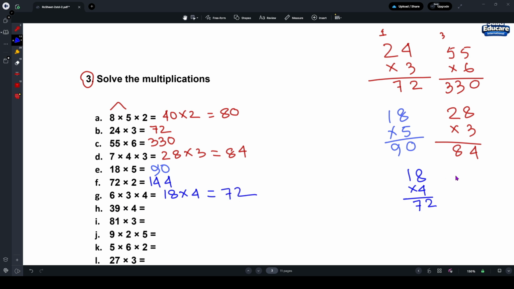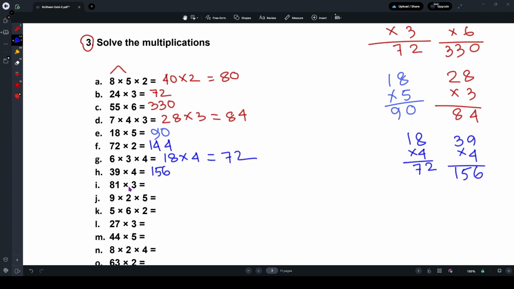39 times 4. 9 times 4 is 36. 6, carry 3. 4 times 3, 12, plus 3, it's 15. So 156. 81 times 3. So 3 times 1 is 3. And 8 times 3 is 24.